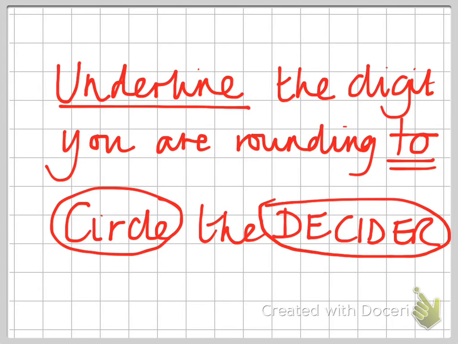So just recapping, remember this. Underline the digit you are rounding to and then circle the decider. If it's 5 or more, you round up. If it's less than 5, you round down. And that should be applicable to any kind of rounding at all.